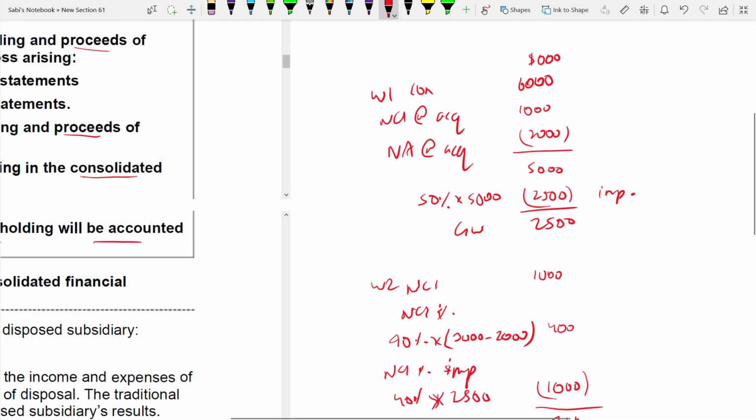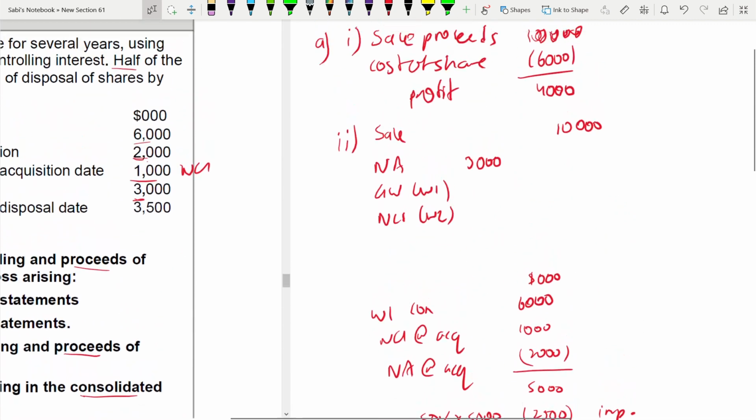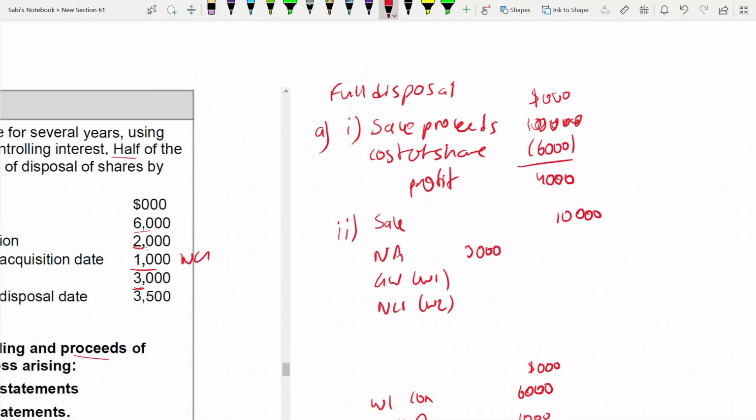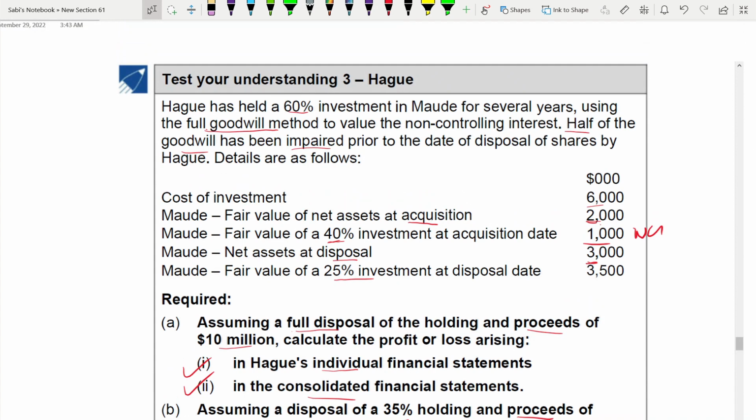So go back and fill the table. Goodwill was 2,500 and NCI was 400, which totals 5,100. So you're left with 4,900 on profit. This is the profit on disposal in the consolidated. Now the second situation, where you are partially selling. So this is done, this is done. We are disposing 35% from 60%.